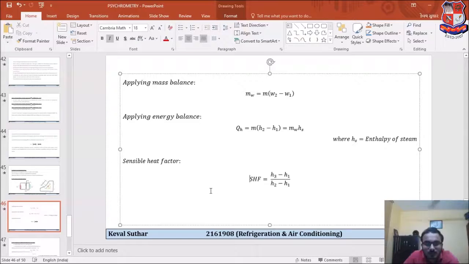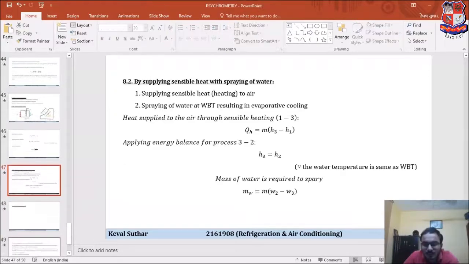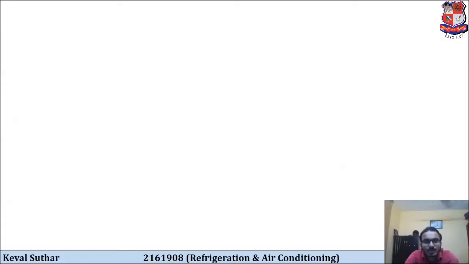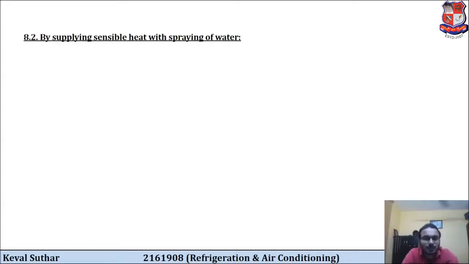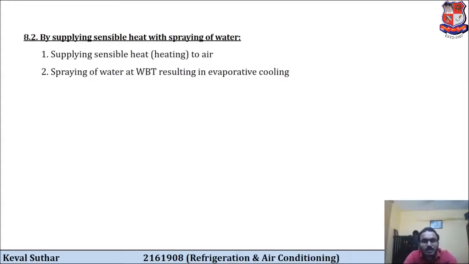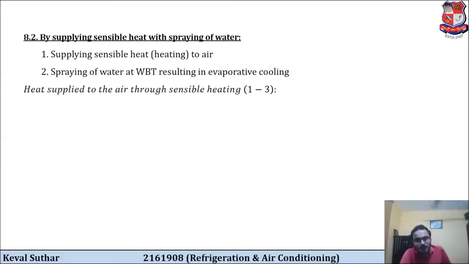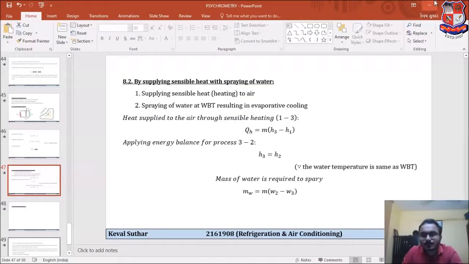Okay, now we will move forward with our next theory, that is the second portion of this, that is applying sensible heat with spraying of water. So two things we are going to do: first will be supplying sensible heat to the air, and second will be spraying the water at WBT, resulting in evaporative cooling. So we will first draw the arrangement for this.